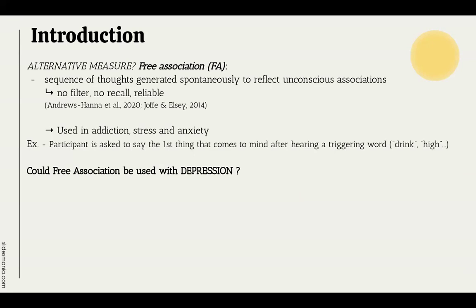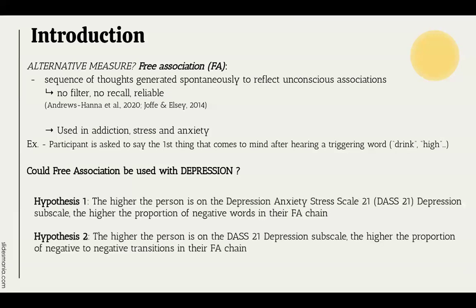So could free association be used in depression? Here are my two hypotheses. The first one is that the higher the person is on the DASS-21 depression subscale, the higher their proportion of negative words in their free association chains. And the second one is that the higher the person is on the DASS-21 depression subscale, the higher their proportion of negative-to-negative transitions.